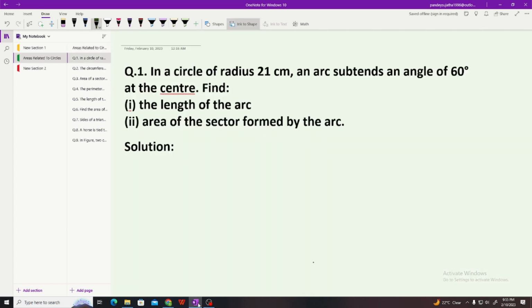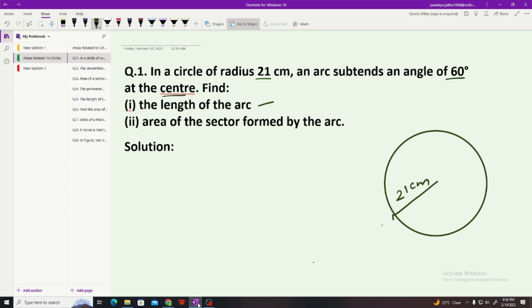The first question. In a circle of radius 21 centimeter, an arc subtends an angle of 60 degree at the center. Find the length of the arc. So here in this question, it is given a circle is of radius 21 centimeter. And the arc AB subtends an angle of 60 degree at the center. We need to find the length of the arc.